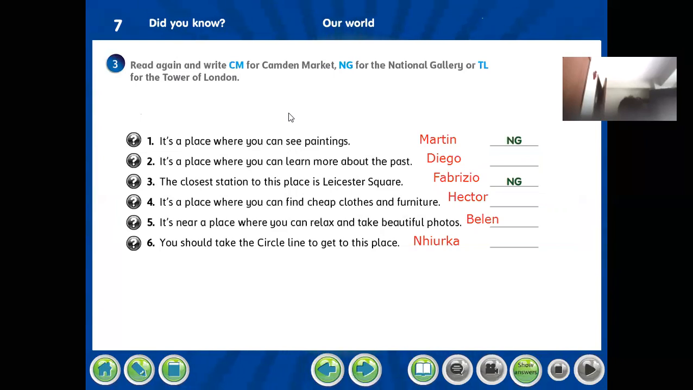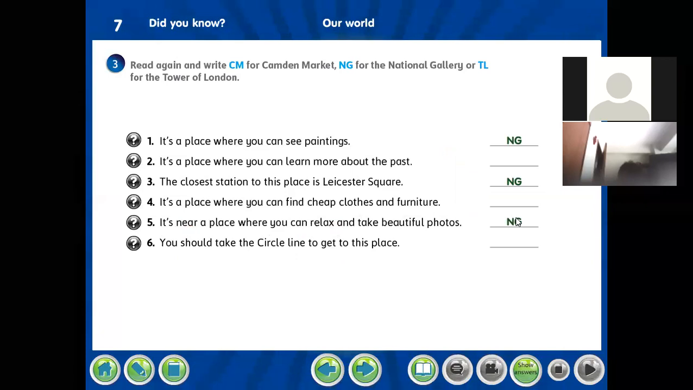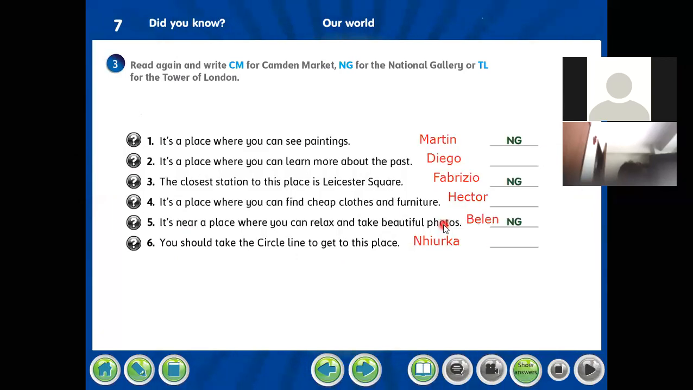If you finish, Diego or Hector or Belen or Nurka, tell me, okay? Teacher, I'm finished. Read, please, Belen. Five. Near a place where you can relax and take beautiful photos. NG, National Gallery. Excellent, Belen. The National Gallery, no? You can take wonderful pictures there. Good. Thank you, Belen. Diego, did you finish? Hector, did you finish?